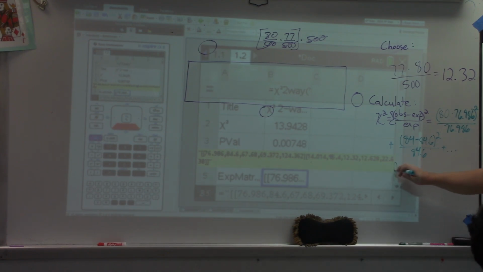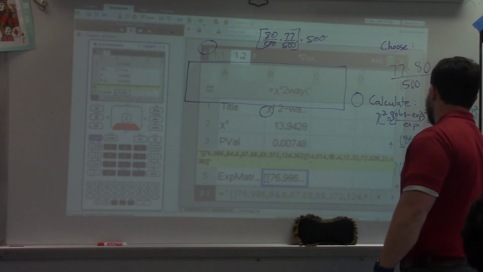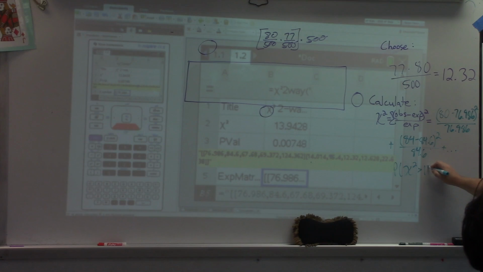And then we've got a chi-squared of 13.94. And so what is the probability that chi-squared is greater than 13.94 with a degrees of freedom of 4? 0.0075. So how likely is this to happen by random chance alone? Not very likely, so we're gonna do what with our hypothesis? Reject the null. There is conclusive evidence for the alternative.